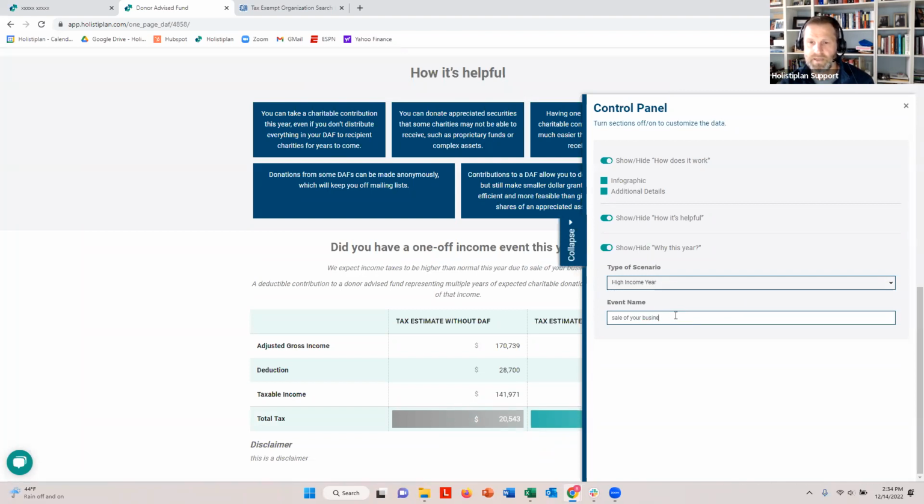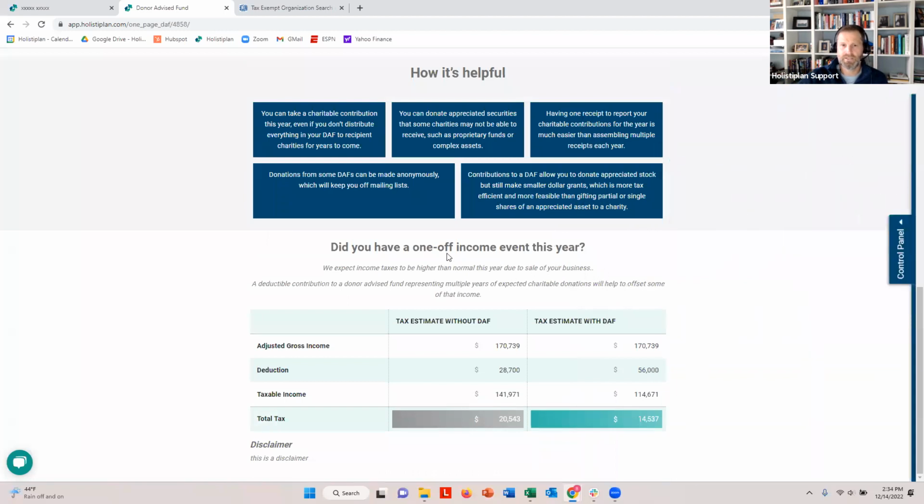Notice that as I'm typing the name of the event, that's going to plug itself right back in to the one-off income event scenario that we chose. Here's the tax estimate without the donor advised fund. Here it is with the donor advised fund. So doing this $60,000 or $50,000 charitable gift helps reduce taxes by about $6,000.